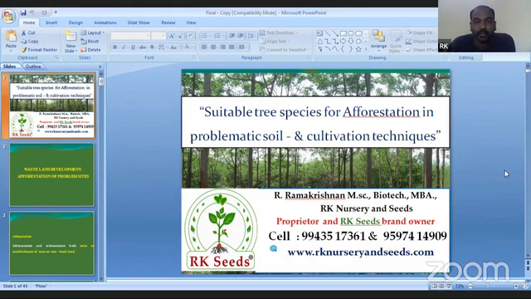Today we talk about the suitable tree species for afforestation in problematic soil and cultivation methods or techniques. So we go one by one. What is afforestation? Then how can we find suitable tree species for that locality? And on other wasteland, how to develop the green cover. These are the topics we will cover.